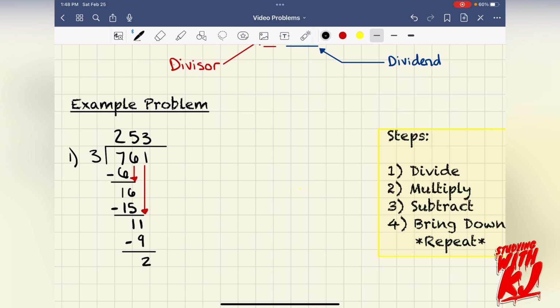That leaves us with a remainder of 2, because we can't go down to step 4, since there's no other number that we can bring down. We brought down all our numbers. So our answer is 253, remainder 2.